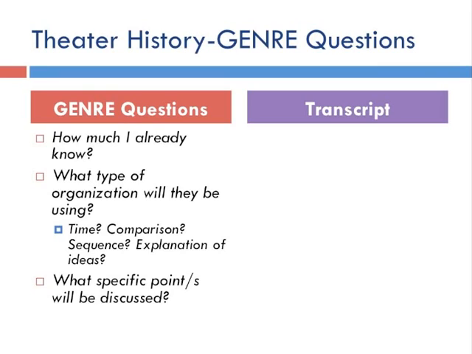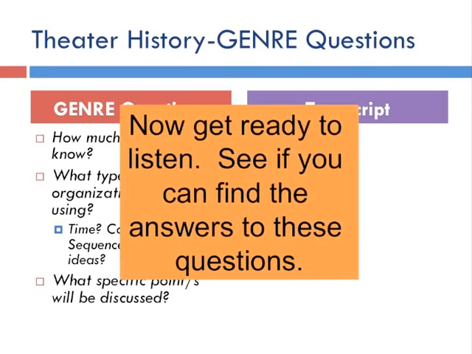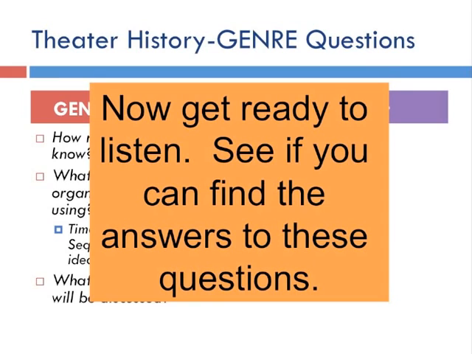As we listen, think about the types of organizations we thought we would hear. Are we going to hear some time? Are we going to hear some comparison or sequence, or perhaps even an explanation of ideas? It's possible we might hear a lot of these. And then we can identify what will be the specific point of the lecture. Is it just going to be theater history in general, or what are going to be the specific ideas? So now, take a moment and get ready to listen, and I will leave the questions on the screen. See if you can find the answers to these questions.